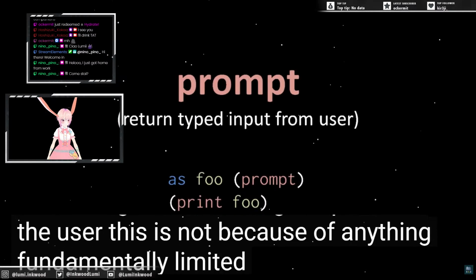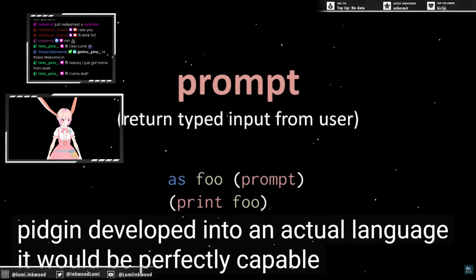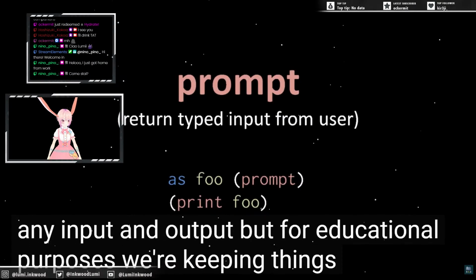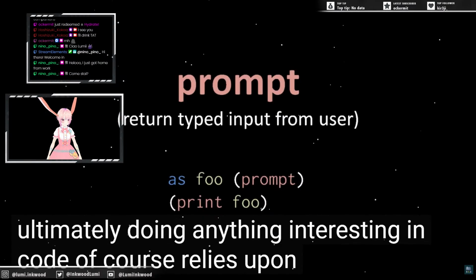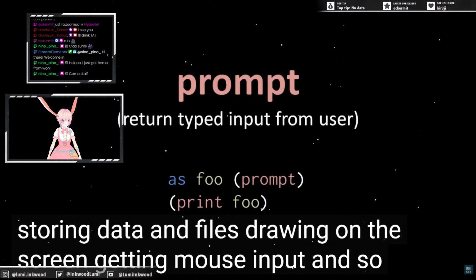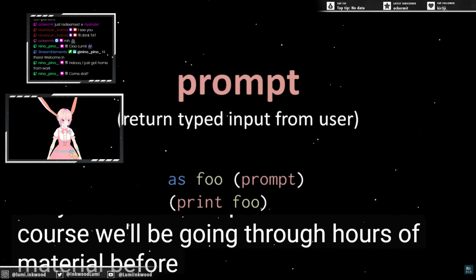This is not because of anything fundamentally limited about Pigeon, where Pigeon developed into an actual language would be perfectly capable of doing any input and output, but for educational purposes we're keeping things simple. Ultimately, doing anything interesting in code of course relies upon things like storing data in files, drawing on the screen, getting mouse input, and so forth, but you should accept now that in this course we'll be going through hours of material before we do any of those things.